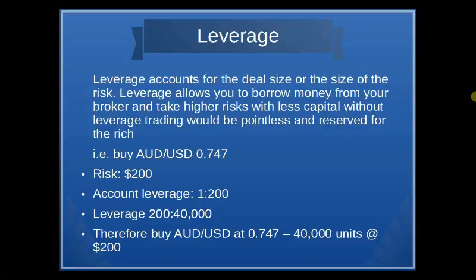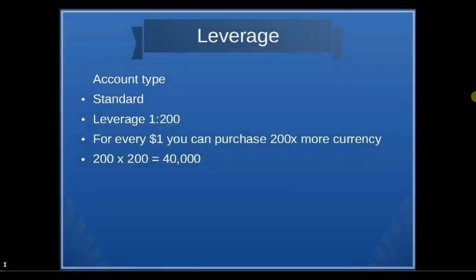Trading would be reserved for the rich because if we had to trade these micro exchange rates that happen on a day-to-day basis, do you imagine how much money you'd need to pump into one trade to actually get a good return on investment? And this is where leverage comes into play. So let's clarify leverage. There are first of all different account types in forex trading. Let's say you open an account and it says that your account is a standard account type. Your leverage is 1 to 200. For every $1, you can purchase 200 times more currency. So in my example, $200 times 200 is $40,000 worth of currency that I can control.